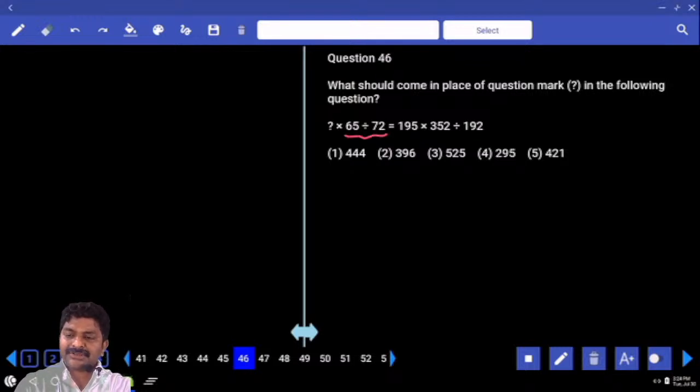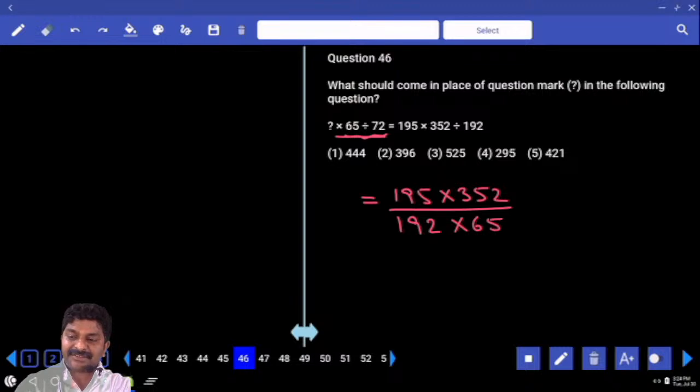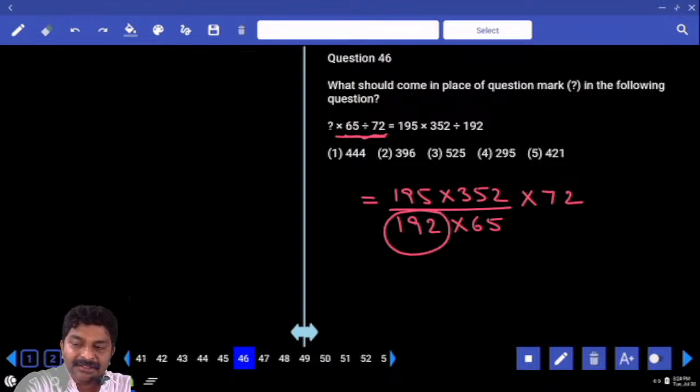Let's take these two numbers to the right hand side. 195 into 352 divided by, already 192 is there, into 65 goes to the other side and becomes divided by 65 into 72. Right. So now, here 192 is a 3 multiple? Is it a 3 multiple? 195, is it a 3 multiple? So 3 multiple gets cancelled.